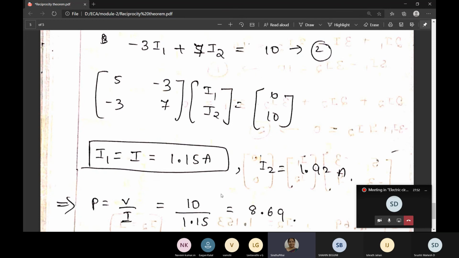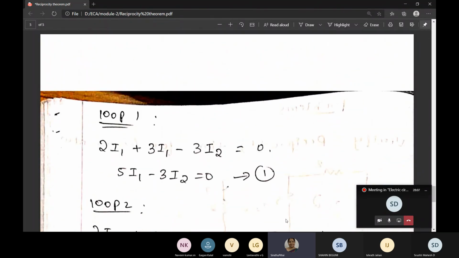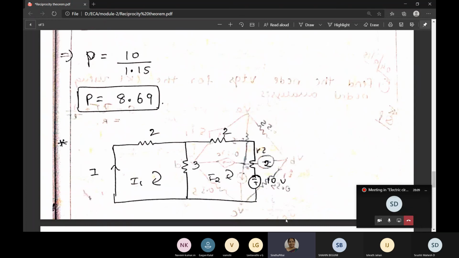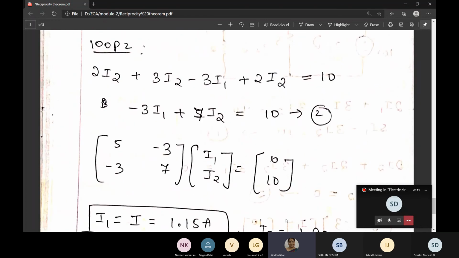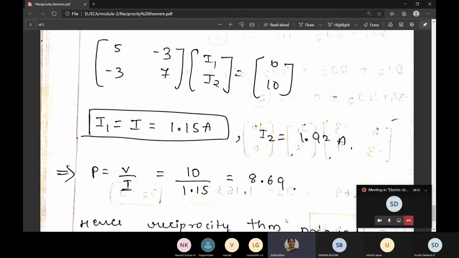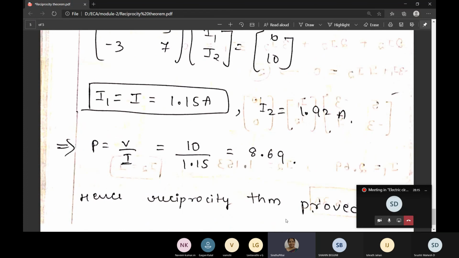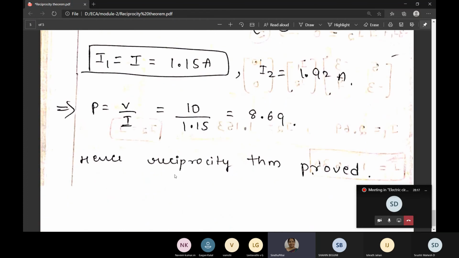So what is the response now? I is nothing but I1, and that is also 1.15. What will the ratio be? It is 10 divided by 1.15, which is 8.69. So the ratio remains the same. From both we can see that the ratio is 8.69 even when the positions of response and excitation are interchanged. So this proves the reciprocity theorem.